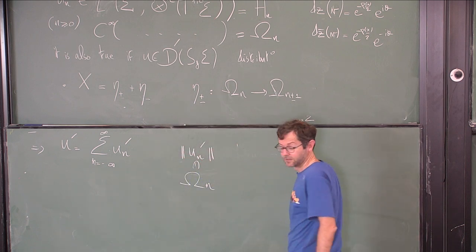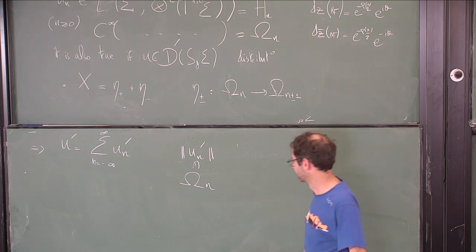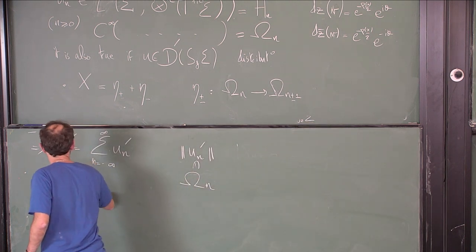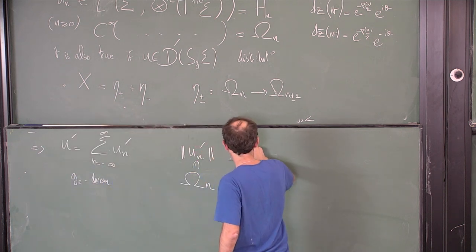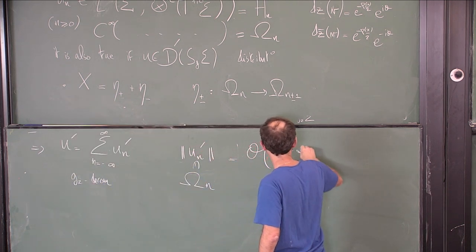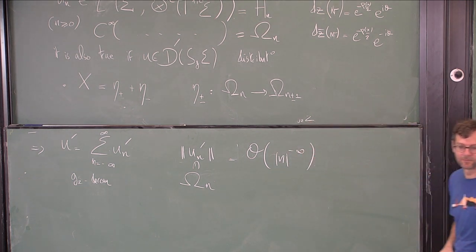Yes. Here, that's the decomposition with respect to G2? Yes, G2. So it turns out that they are big O of n minus infinity, just by wavefront set property. Because we know the wavefront set has to be in the U curve. Yeah.